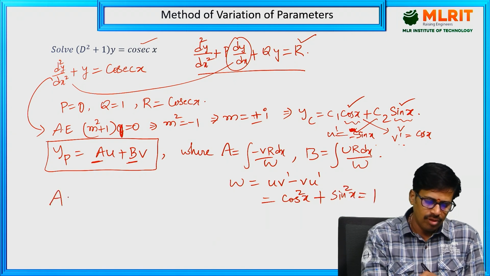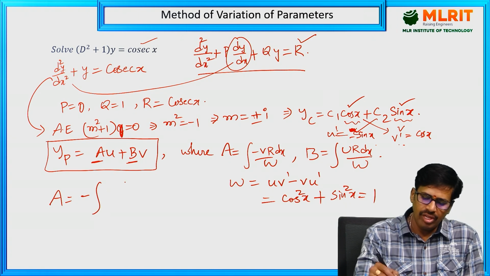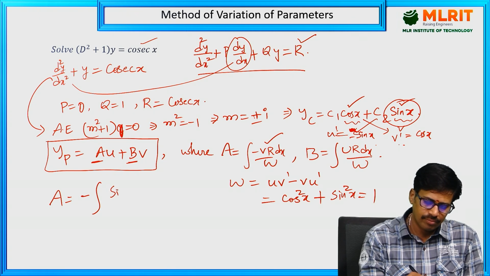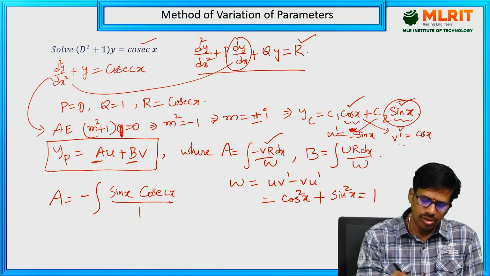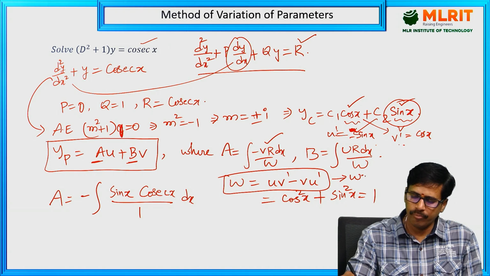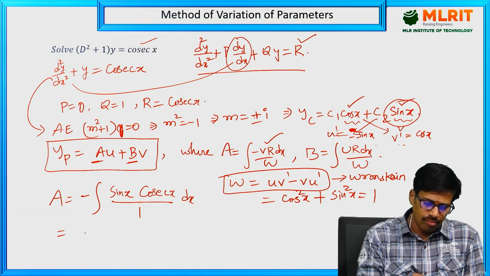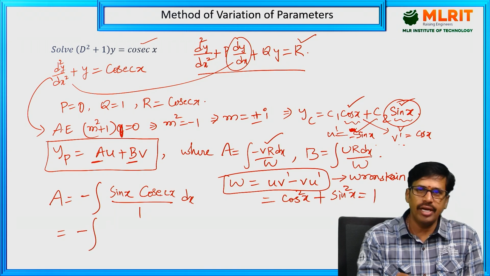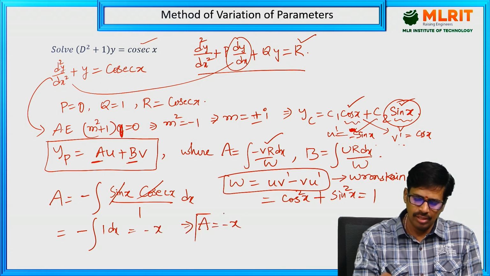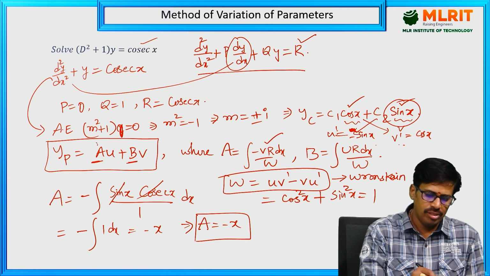Now A is equal to minus integral v r dx. v means sin x, r means cosecant x, and the Wronskian is 1. So this w is called the Wronskian, right? So minus integral sin x, cosecant is 1 by sin, so these two are cancelled, 1 dx, that is minus x. So we get the A value as minus x.